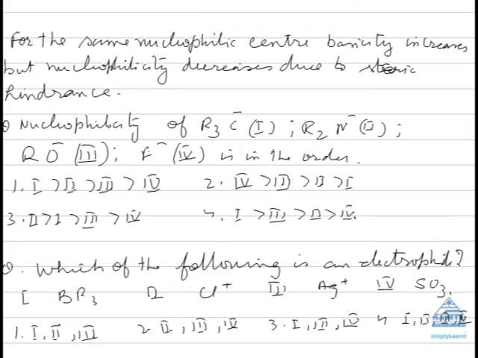For the same nucleophilic center, basicity increases but nucleophilicity decreases due to steric hindrance. Once again, the nucleophilic center is the same, meaning in all the three, oxygen is the nucleophilic center. Then basicity increases but nucleophilicity decreases.